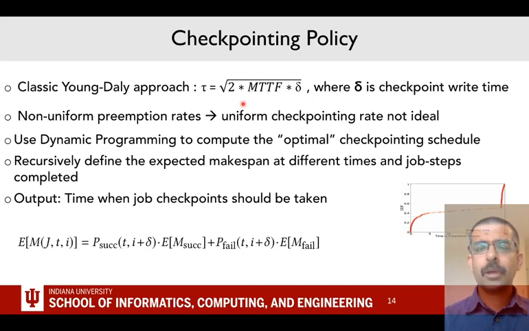So we developed a dynamic programming approach that does this sort of non-uniform checkpointing. It uses the length of the job and when you start the job. And the output is the time steps in terms of wall clock time for when the checkpoint should be taken in order to minimize the total expected running time in the presence of failures. And the full details about how we compute this are in the paper.